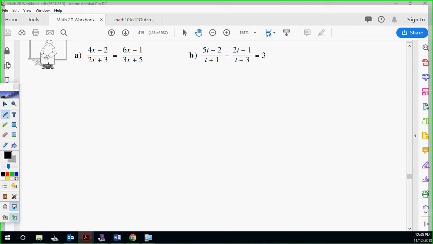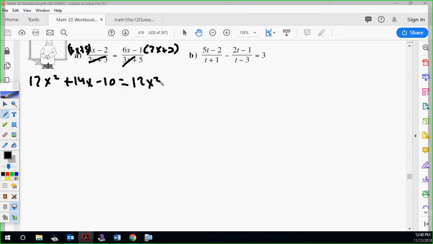So what you do is 2x plus 3 goes here, 3x plus 5 goes here. Cross multiplication. And now you're going to FOIL. So 3x times 4x, 12x squared. 3x times negative 2 is negative 6x, plus 20x, so plus 14x. And then 5 times negative 2 is negative 10, equals 12x squared again.